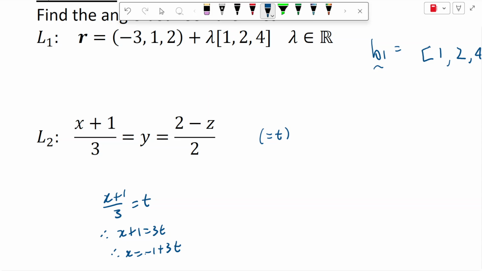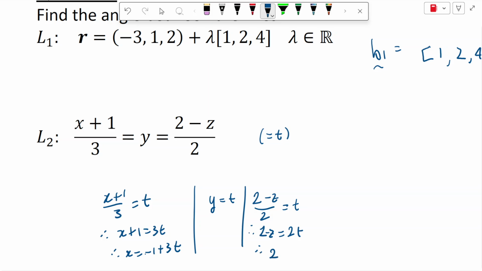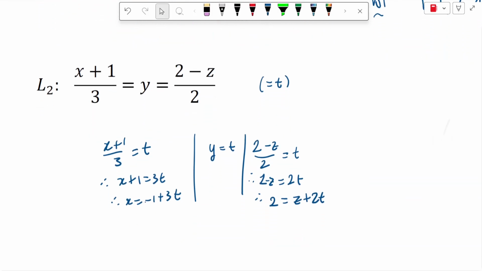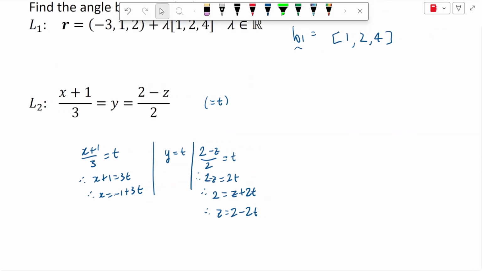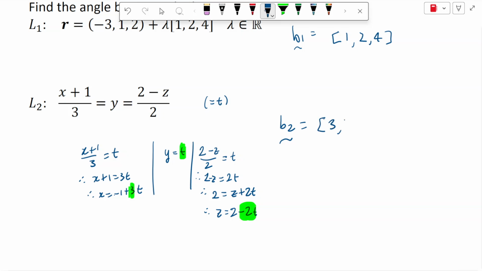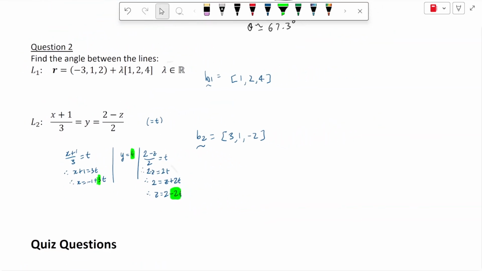And you can probably see why I like having constants first and then your t things, because it keeps it all nice and neat. Y was already t. And 2 take z over 2 is t. So 2 take z is 2t. So therefore 2 equals z plus 2t, moving the z across to the right. So z is 2 take 2t. So the direction vector here, we're just going to pull off the x bit, the y bit, and the z bit. So b2 in this case is going to be 3, 1, minus 2. That's the direction vector.